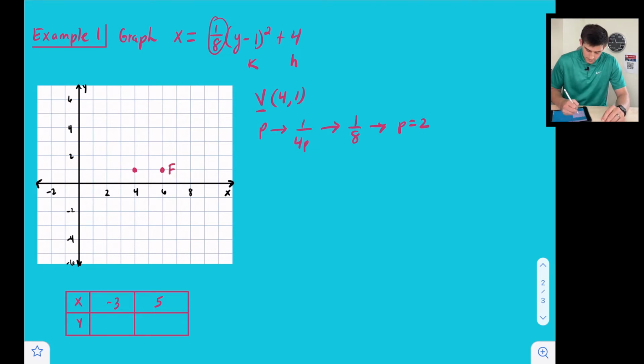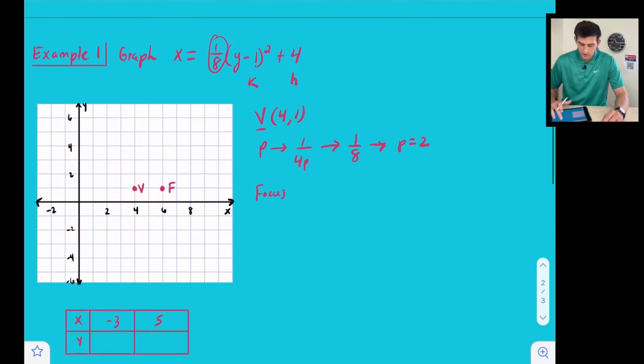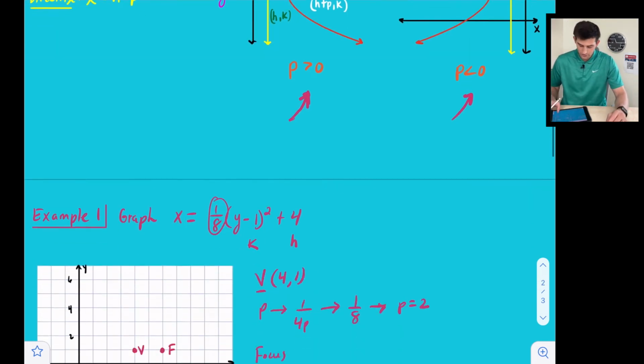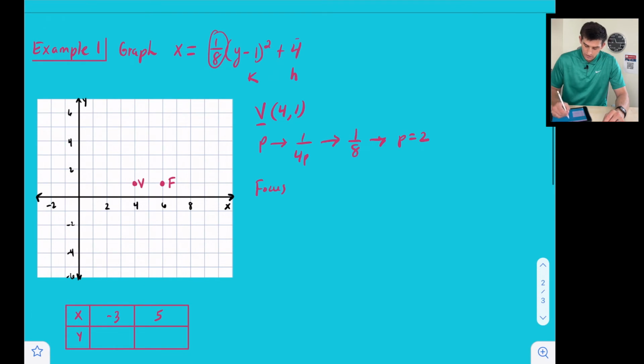So focus and vertex. Okay, so for our focus, remember if we go back up to our diagram, for our focus, okay, we're going to add p to our h value, okay? So our h value here was 4, and we said p was 2. So for our focus, 4 plus 2 is 6, and our k value is going to stay the same, so that would be 6, 1.